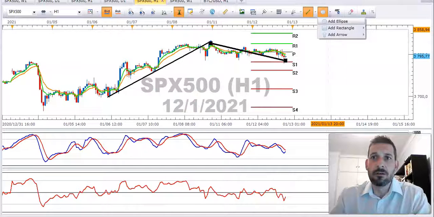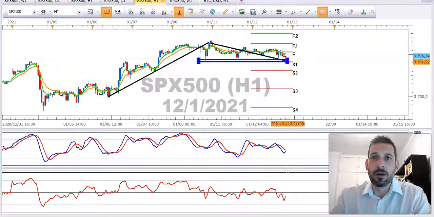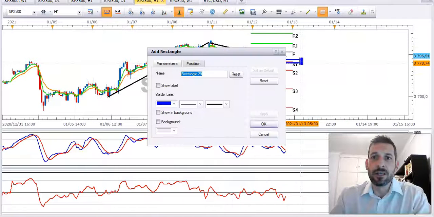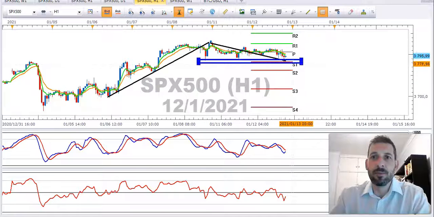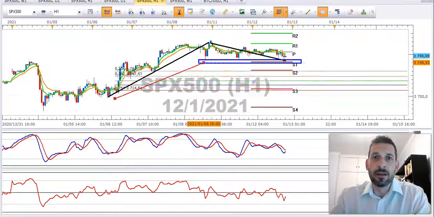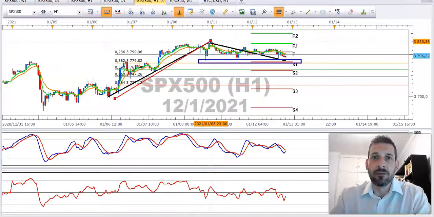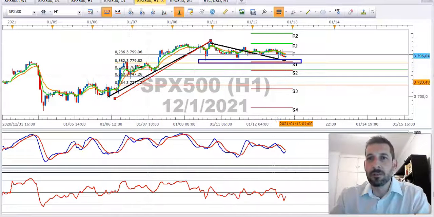Now, what you can do is just draw in some support, and you can see we've got overlapping price support on this S1 level, and a Fibonacci level is also over S1, which is our 38.2%. So we've got a confluence of support here.